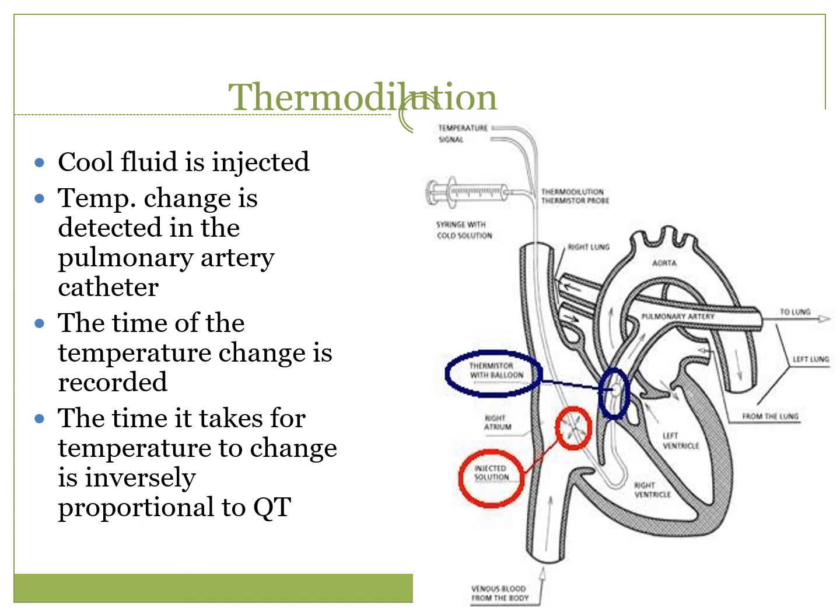Back in the day they used these quite a bit, but you'll still see them out there, but not as often. Basically, they inject a cool fluid, usually a syringe that's on ice, and they're looking for a temperature change. The temperature change is detected in the pulmonary artery. The time of the temperature change is then recorded, so how long it takes for the temperature to change, and that time is inversely proportional to the cardiac output. So it's a calculation basically.